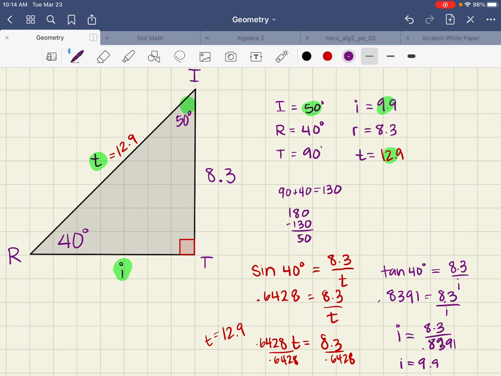And this is how you solve a right triangle using SOHCAHTOA, the angle sum theorem, and possibly even the Pythagorean theorem if you wanted to.